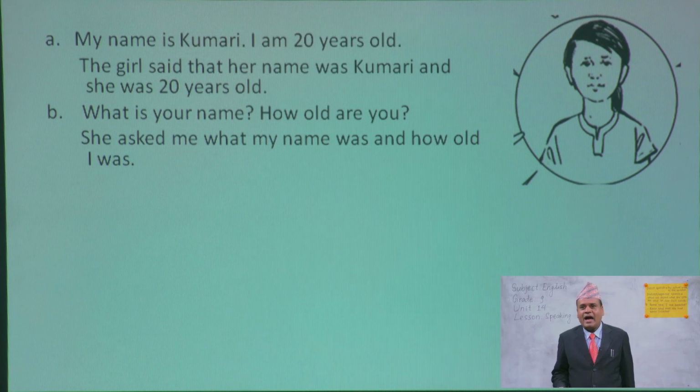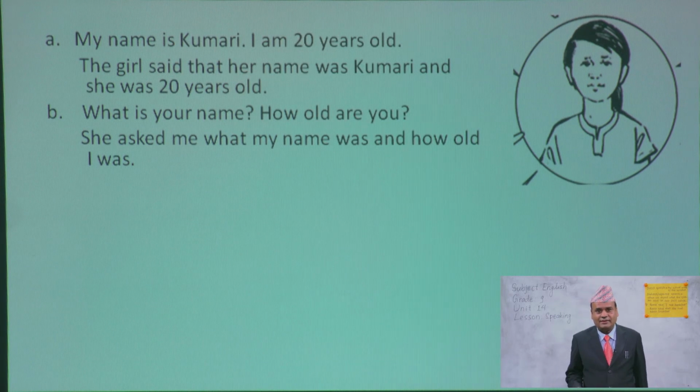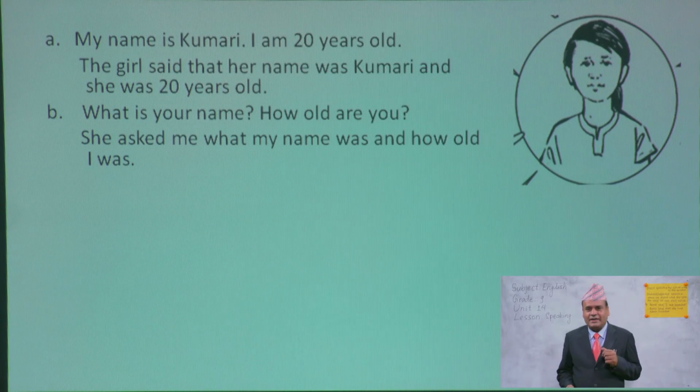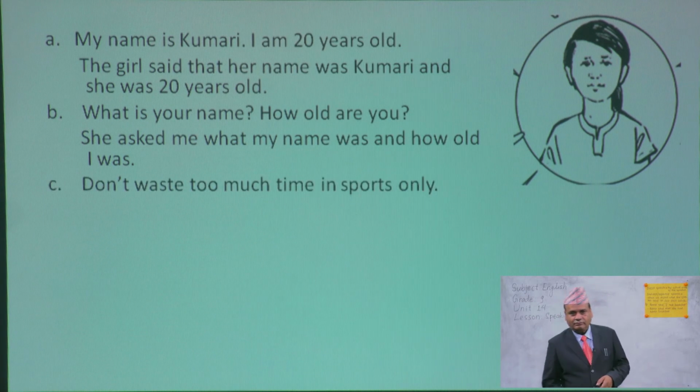And how old are you? This is a direct question and it goes to how old I was, because the same person asked in the same condition. So, she asked me what my name was and how old I was. This is indirect. This is how we change into indirect speech. And next, the sentence in the speech bubbles. You can see it in your book.